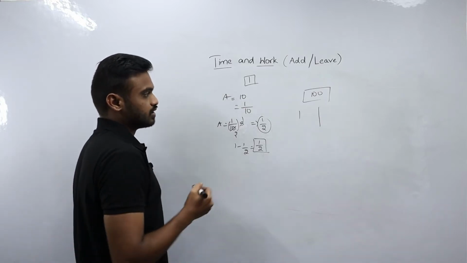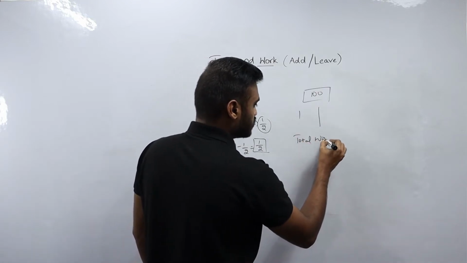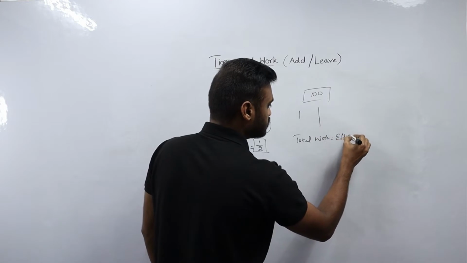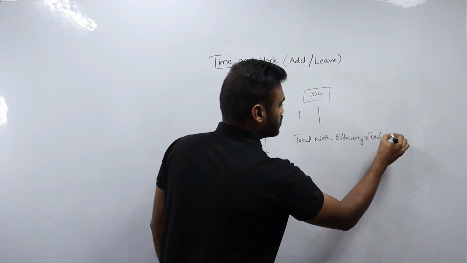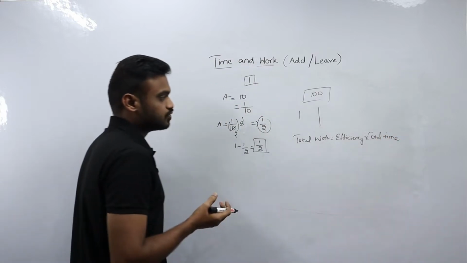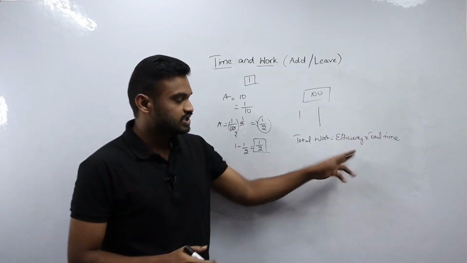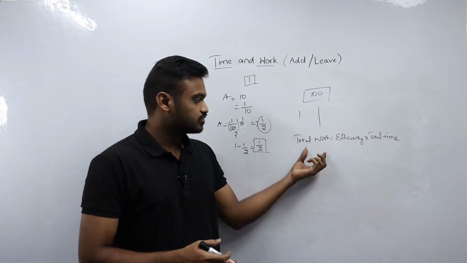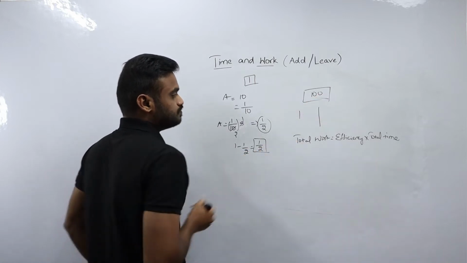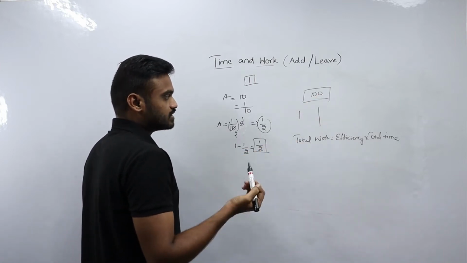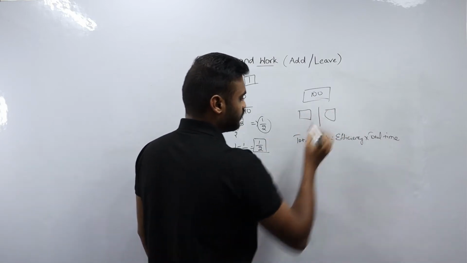Now try to remember the basic definition: total work equals efficiency of a person into total time taken to complete the work. This is the basic definition I have been telling you since the first tutorial, because with this definition we can find the efficiency of a person, the total time of a person, and also the total amount of work to be done. If I find out the total amount of work that is completed, then I can find out the amount of work that is left over.